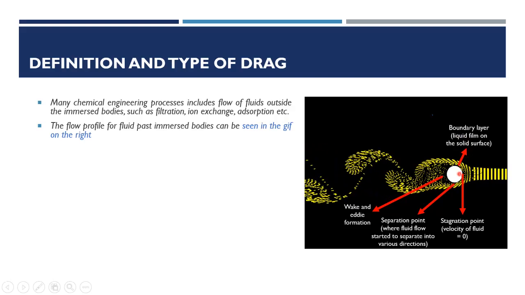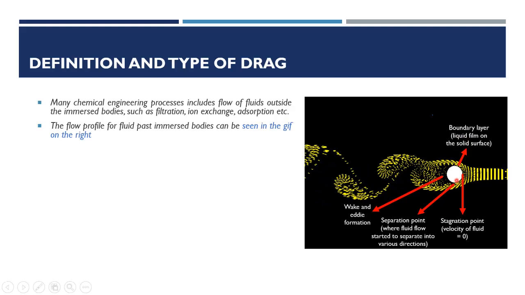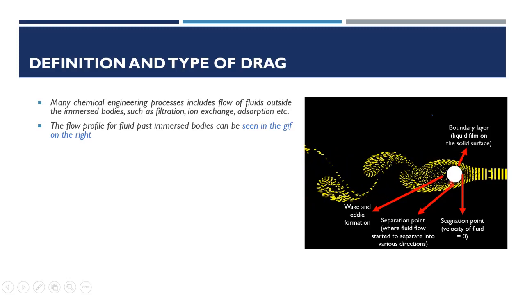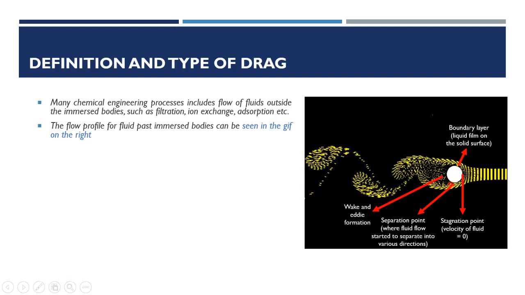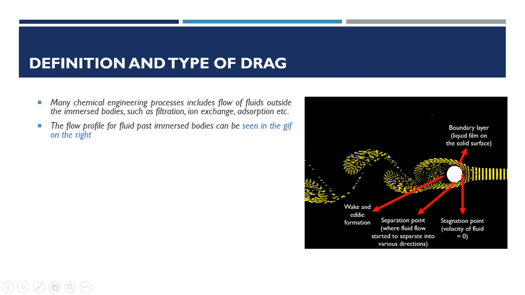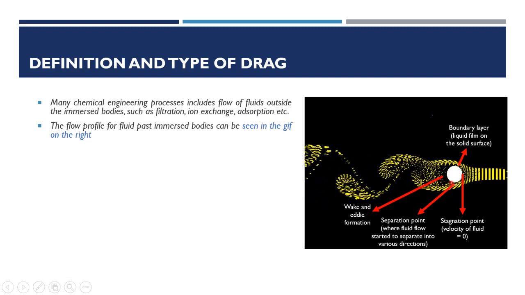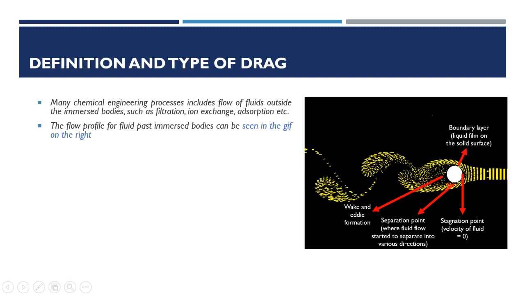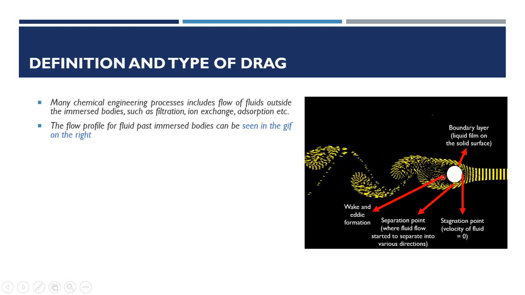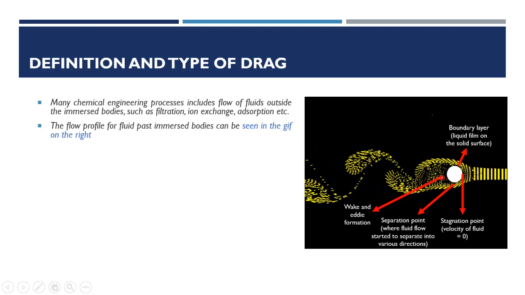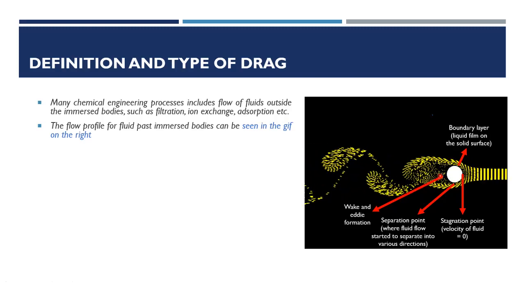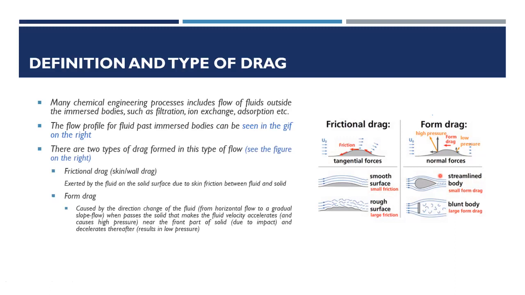Now, after it passes half of the sphere, you can see that at this point the flow separates into several directions. There are directions coming here, and there are directions going there. So we call this a separation point. Then at the opposite side of the stagnation point, we have the formation of wake and eddies.